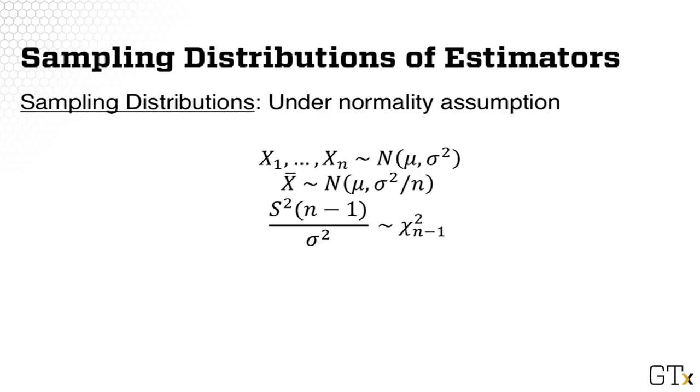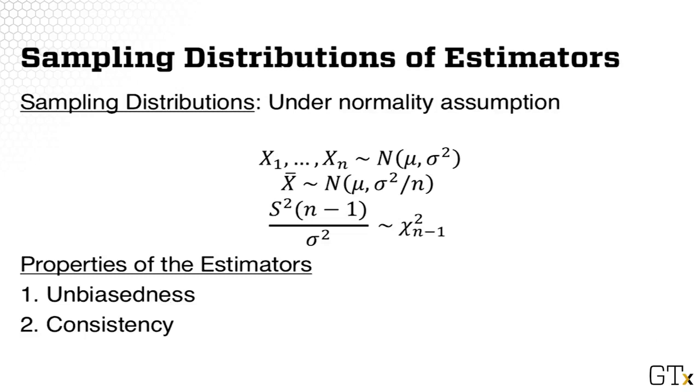The distribution of the estimator for the variance, sigma squared, is provided on the slide. S squared is the sample estimator for the variance. If multiplied by n-1 and divided by the true variance, the sampling distribution is a chi-square distribution with n-1 degrees of freedom. Based on the sampling distribution of an estimator, we can derive important statistical properties for the estimator.